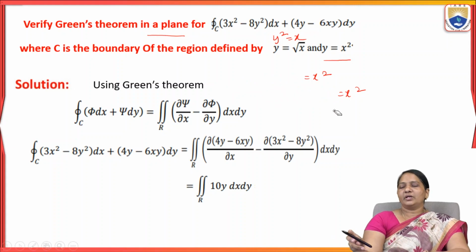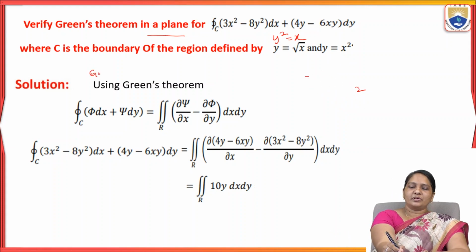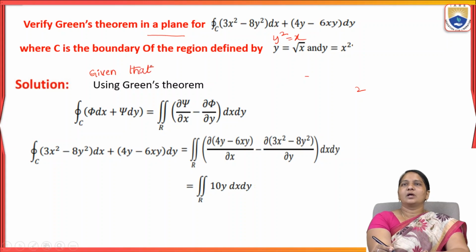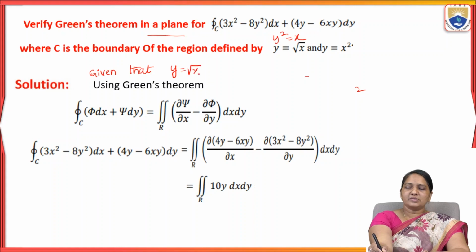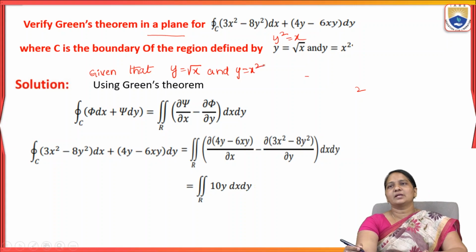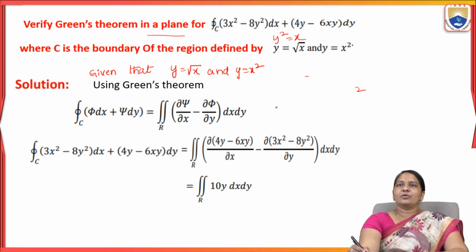Now write down the given data first. What is the given data in the problem? C is the boundary of the region bounded by y equal to root x and y equal to x square. We are going to integrate this value by using Green's theorem. Like the previous problem, we have to show here also the LHS part and RHS part.